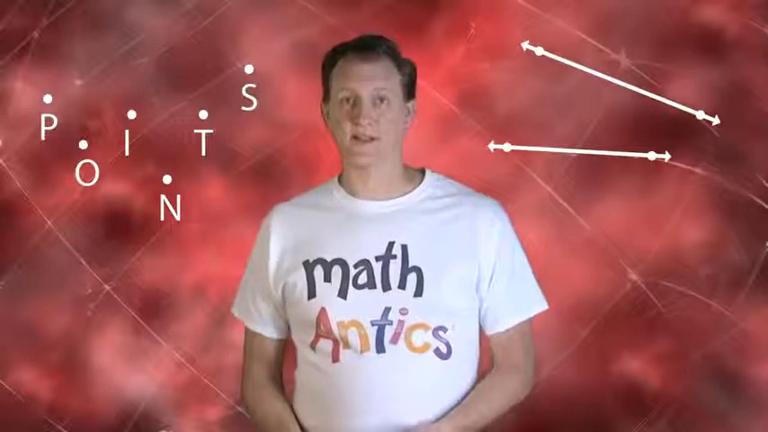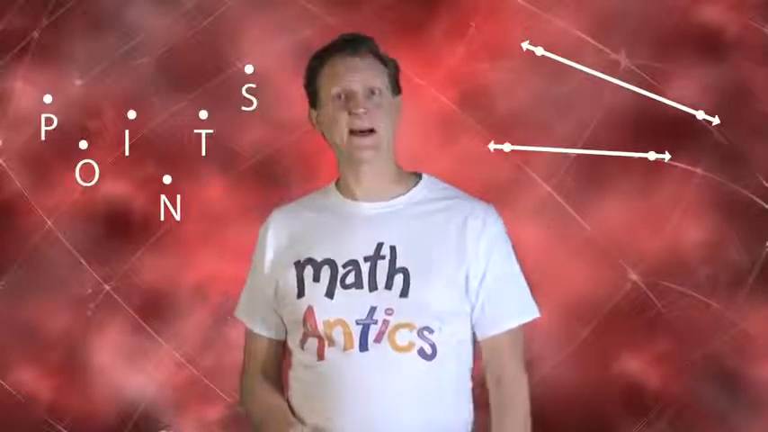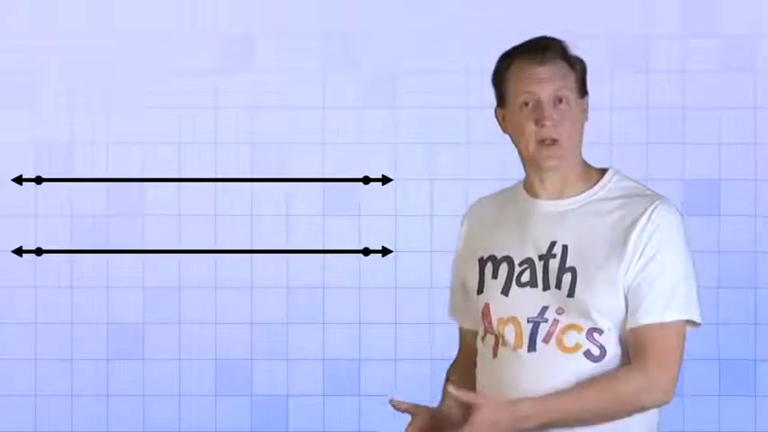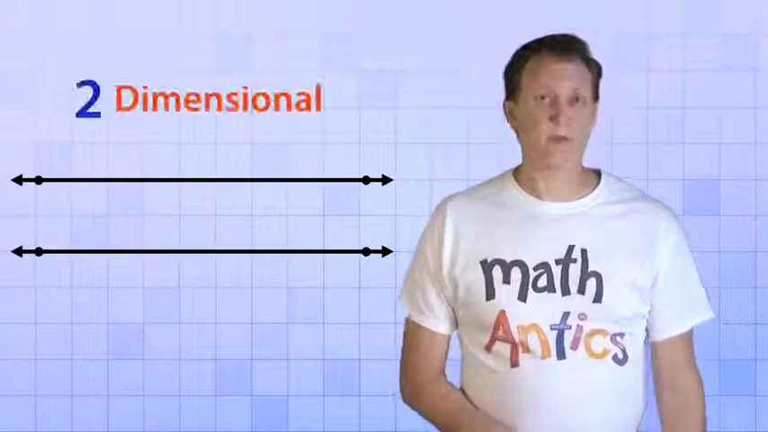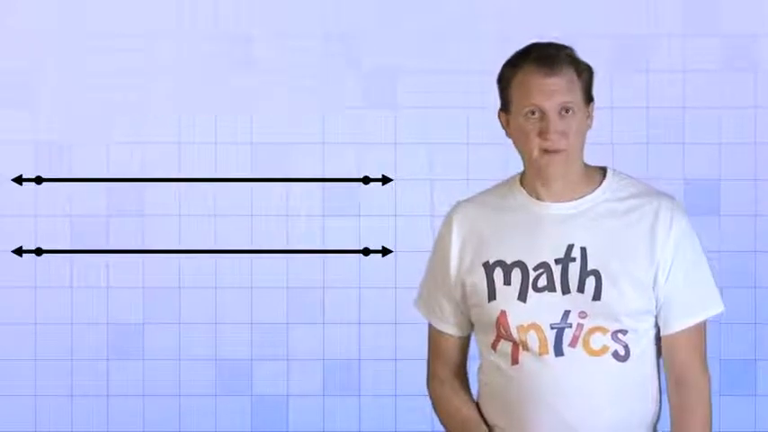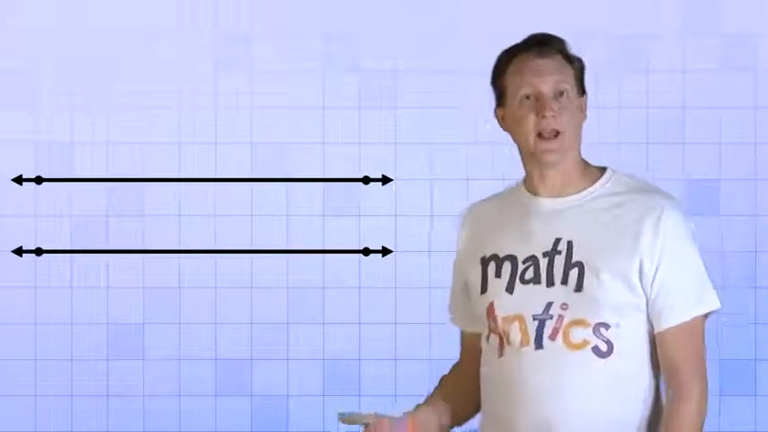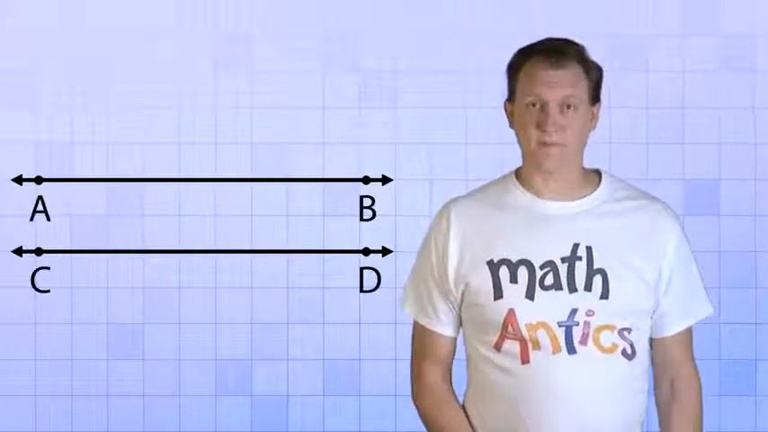We're continuing our series on geometry, and today we're going to learn about angles. In our last video, we learned about points and lines, and that's good because we're going to need lines to make angles. So let's start with a couple of lines that are in the same plane. We're only going to be dealing with two-dimensional geometry in this video. These lines are conveniently called line AB and line CD.